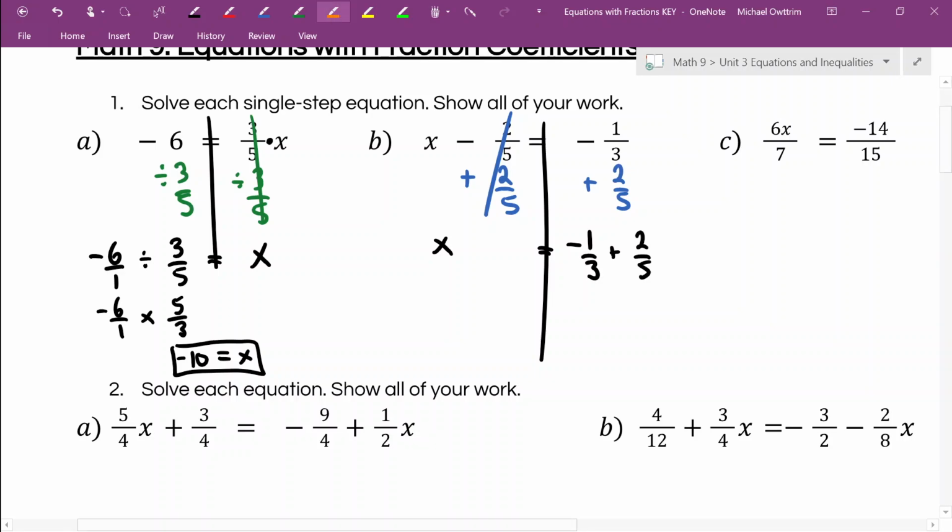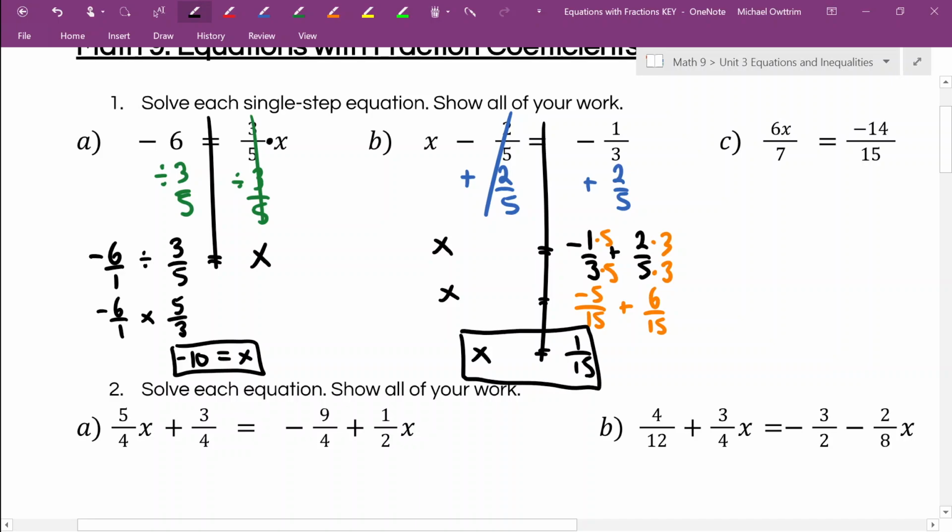We know to add fractions, we need a common denominator. So let's go ahead and make a common denominator of 15. So I get -5/15 for my first fraction, and I get 6/15 for my second fraction. Once I have a common denominator, I can simply add the tops. So -5 plus 6 is +1, and keep that bottom, x is 1/15.